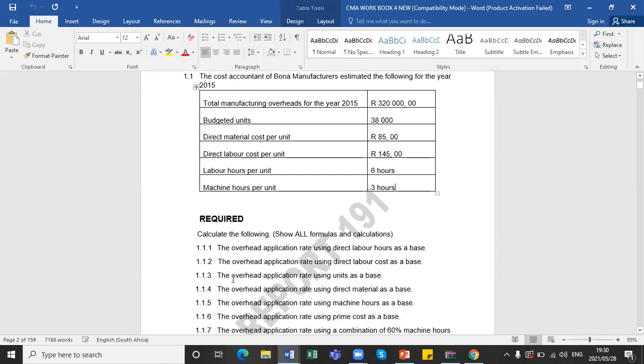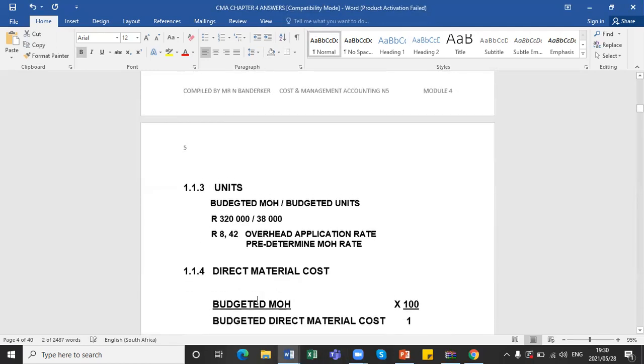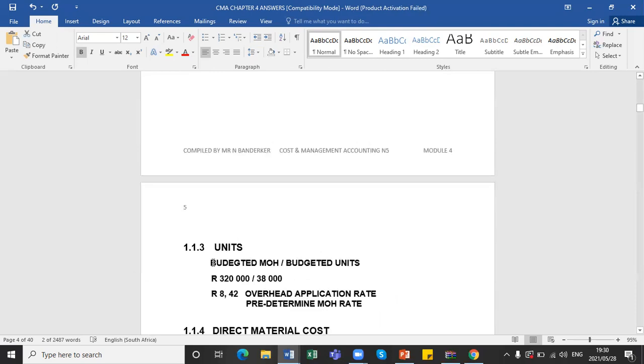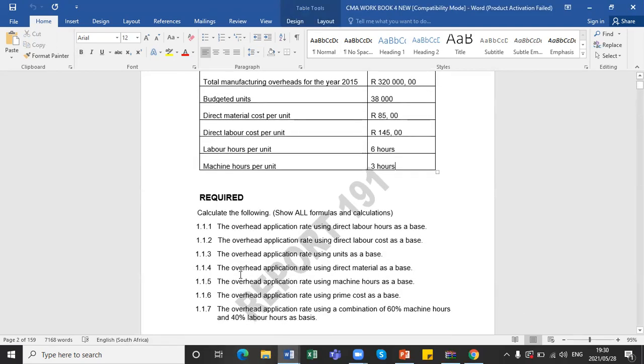In 1.13, you must calculate the overhead application rate using units as the base. So here is budgeted overheads divided by budgeted units, 320,000 divided by 38,000, and there is my predetermined rate. In 1.14, you must calculate the overhead application rate using direct material as a base. And like I said, they gave you direct material cost per unit. So you have to multiply it with 38,000.